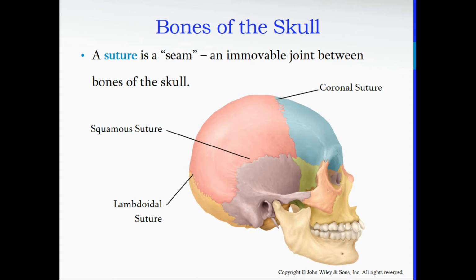A suture is an immovable joint. And we find them between the 2 bones of the skull. And these bones, as the name would suggest, form what is called an immovable joint. And once this joint is formed, after you are born, these bones don't really articulate with each other. They don't move, as the name would suggest. Again, they are immovable. They are locked in place.